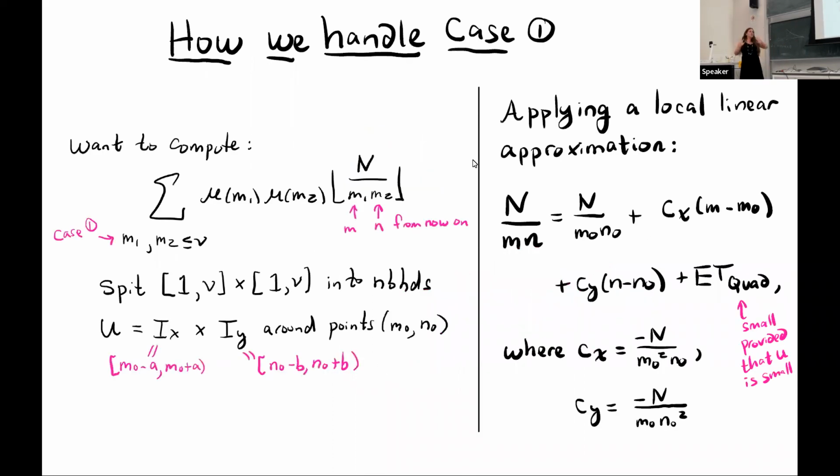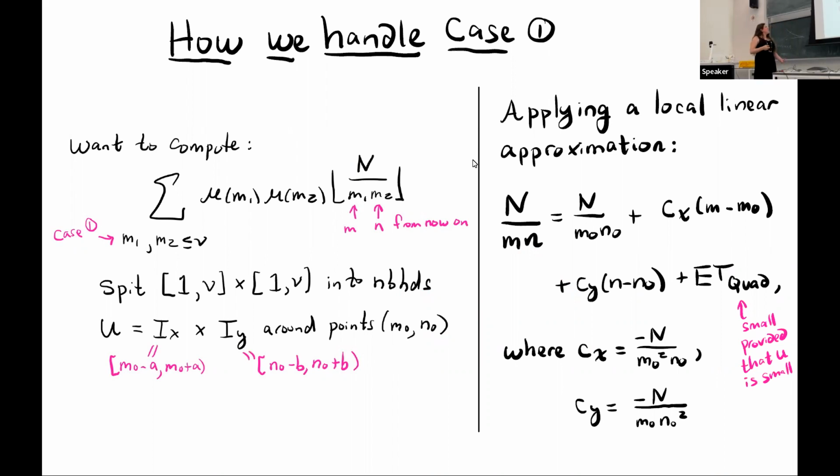All right, so for the rest of my talk, I want to tell you how we handle this first case. So what happens when your M1 and M2 are at most n to the 2/5? And I'm now going to change my notation on you because I hate having subscripts in the rest of my talk. So I'm going to call these little m and little n.